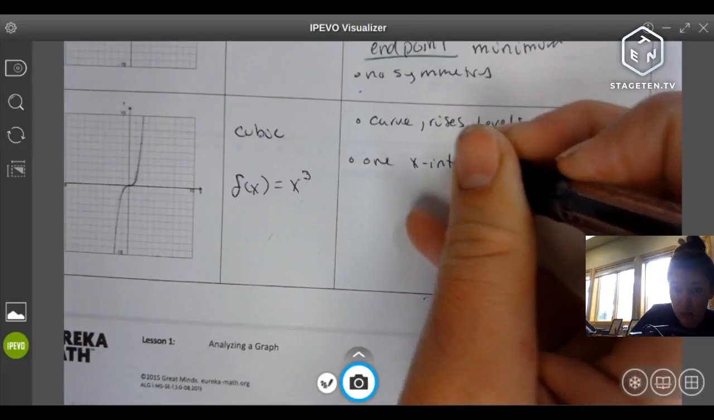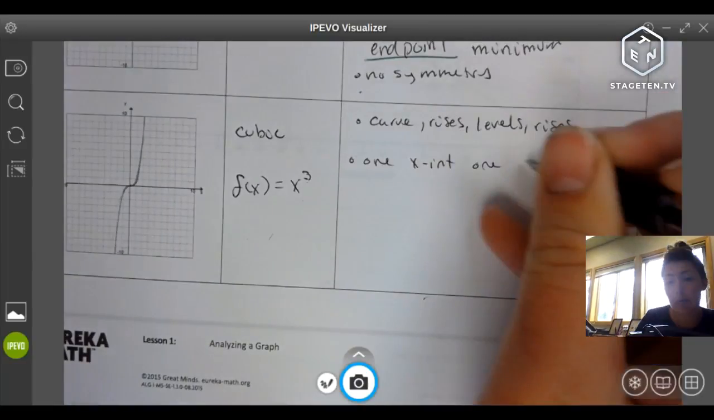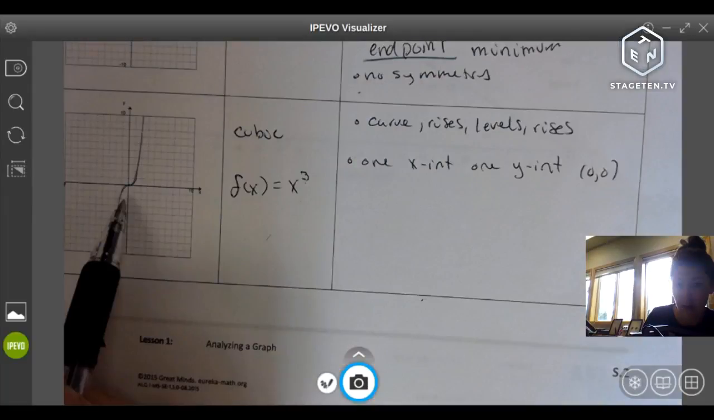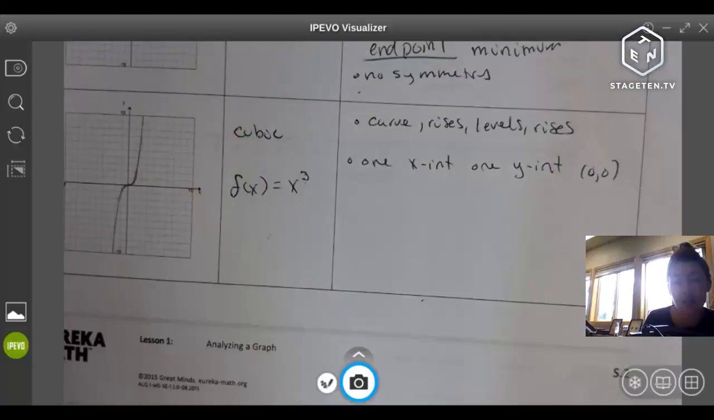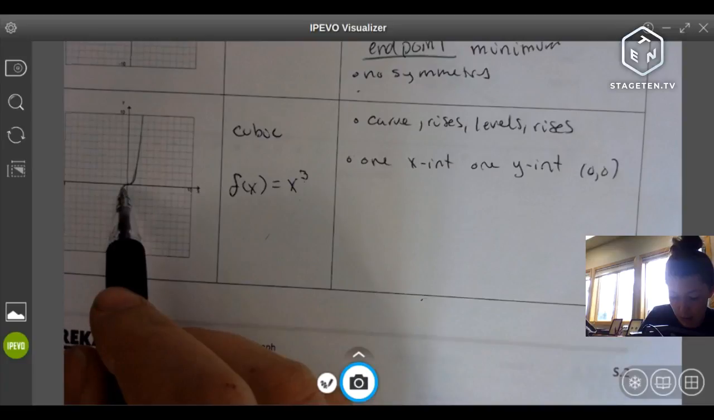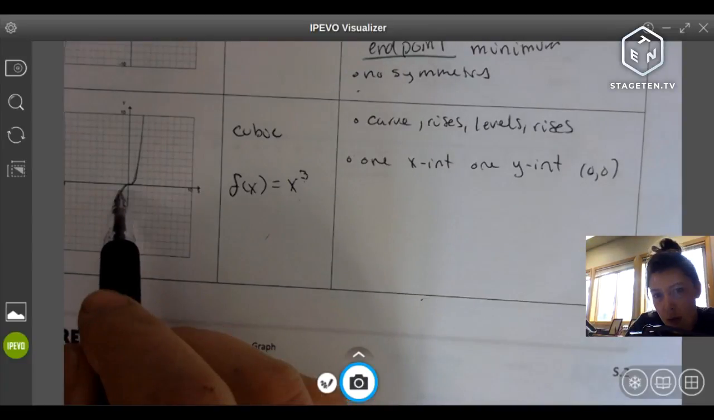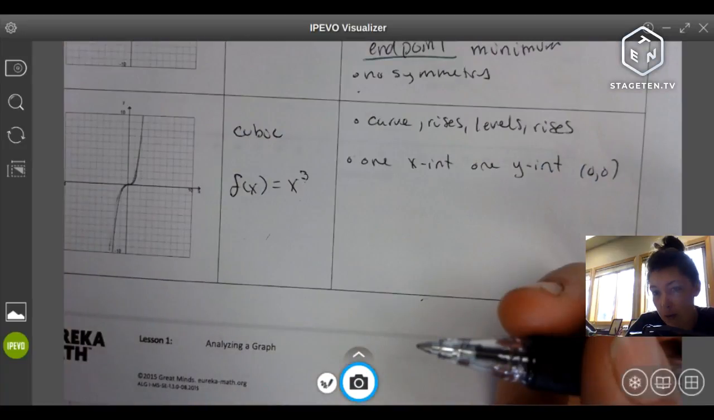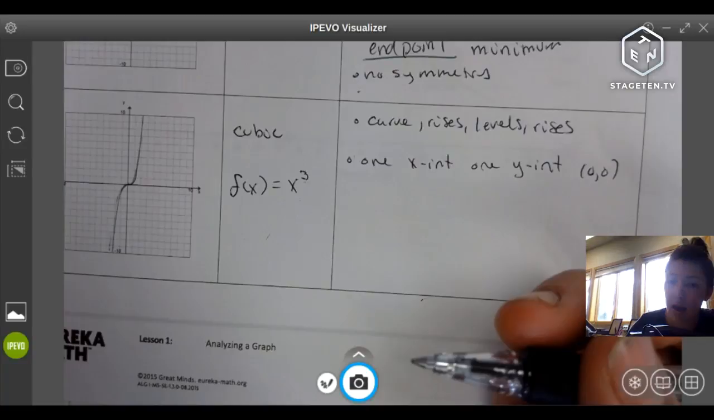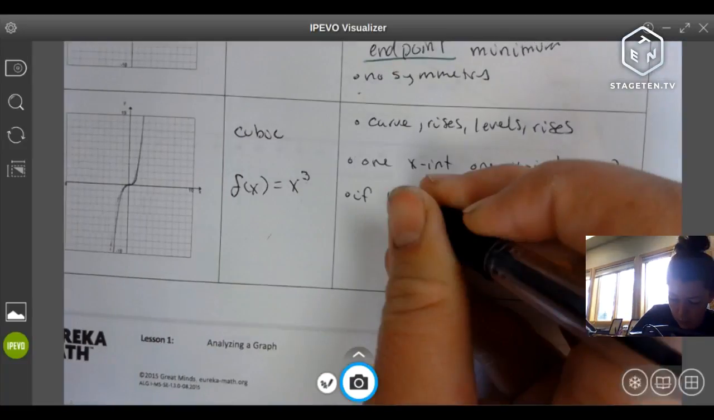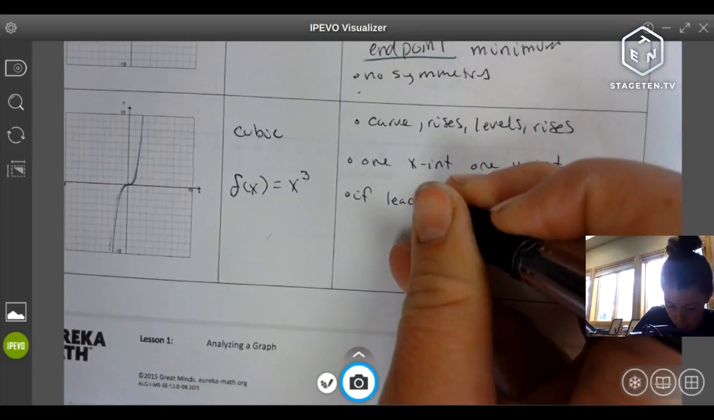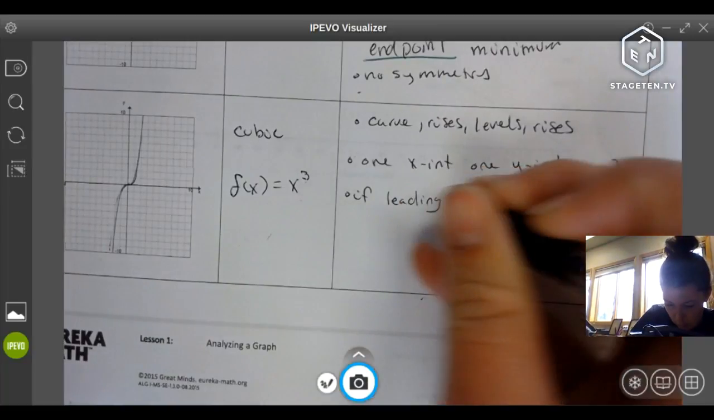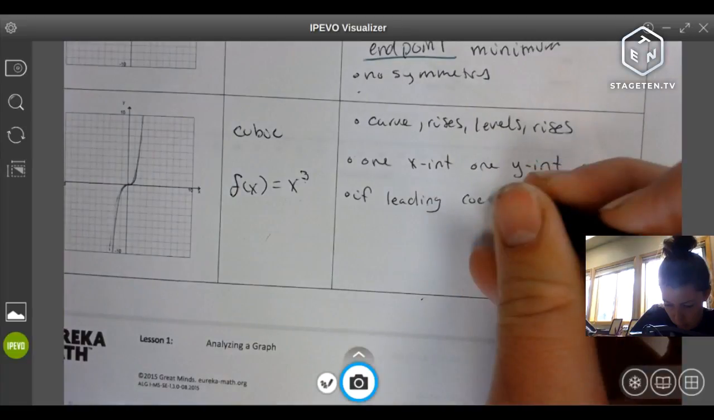Parent function has 1 x-intercept and 1 y-intercept. They're both 0 at this point. So 0, 0. But you don't have to write this shifted over this way. Parent graph skims across the x-axis. What else do we notice? If the leading coefficient is negative, the curve reflects across the y-axis.